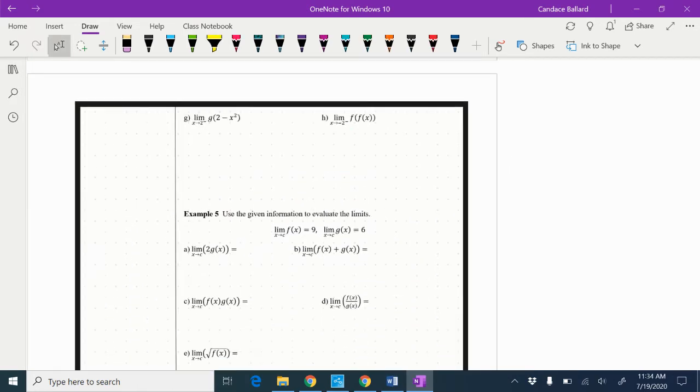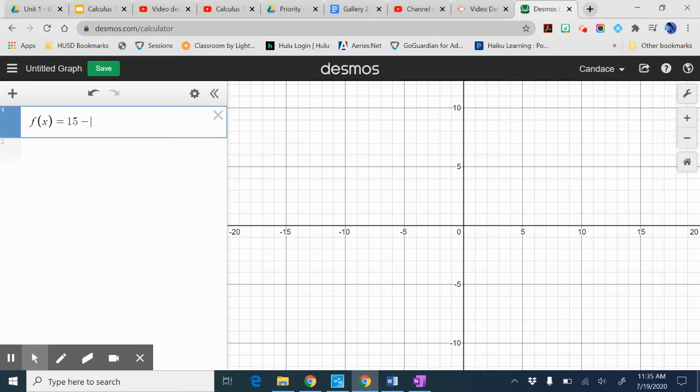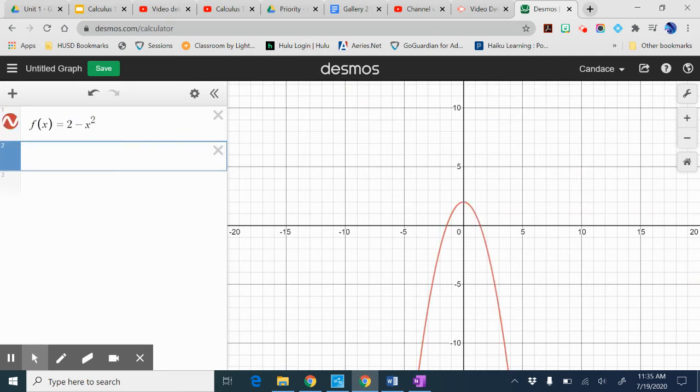All right, kind of the same idea on this one right here. I'm going to find g of the limit as x approaches 2 from the left of 2 minus x squared. So I'm going to use Desmos again. So it's 2 minus x squared. And then they wanted me to find what's going on at 2. So I'm going to find f of 2.